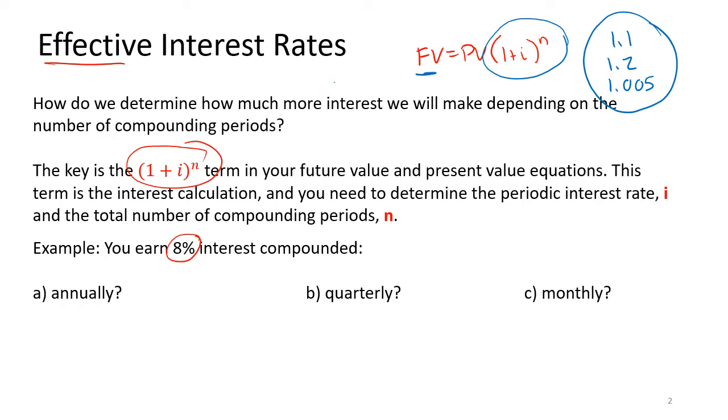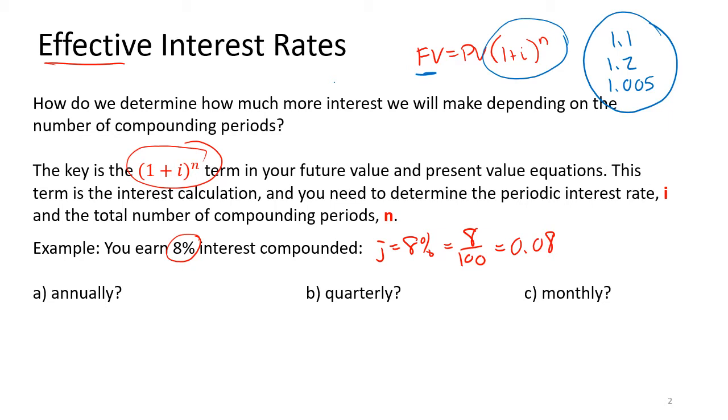Let's look at a few examples. If you're earning 8% interest, and I'm not even giving you a dollar amount, we're only going to look at the 1 plus i to the exponent n term. If it's compounded annually, then your interest rate, j, is 8%. Actually, I'm going to move this. j is 8% for all of them. What you do know is that j is 8% for each one of them, which is 0.08, or 8 divided by 100, moving the percentage sign.